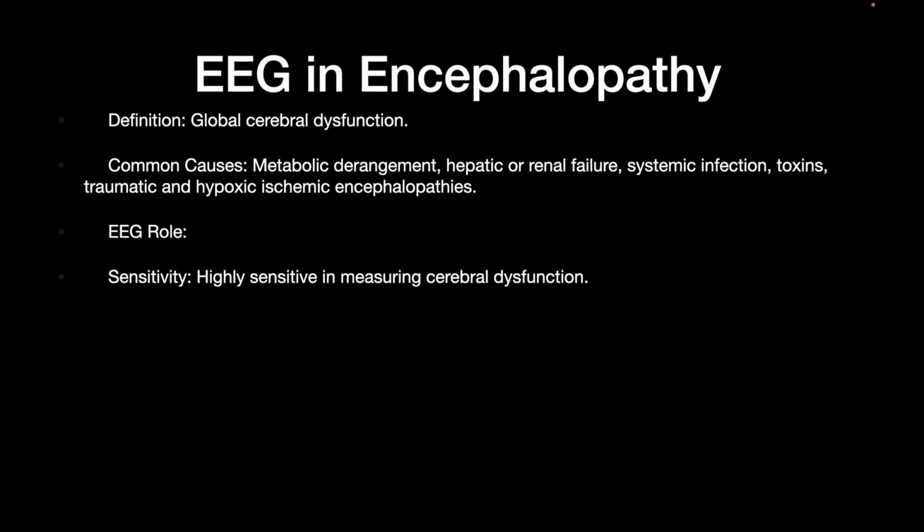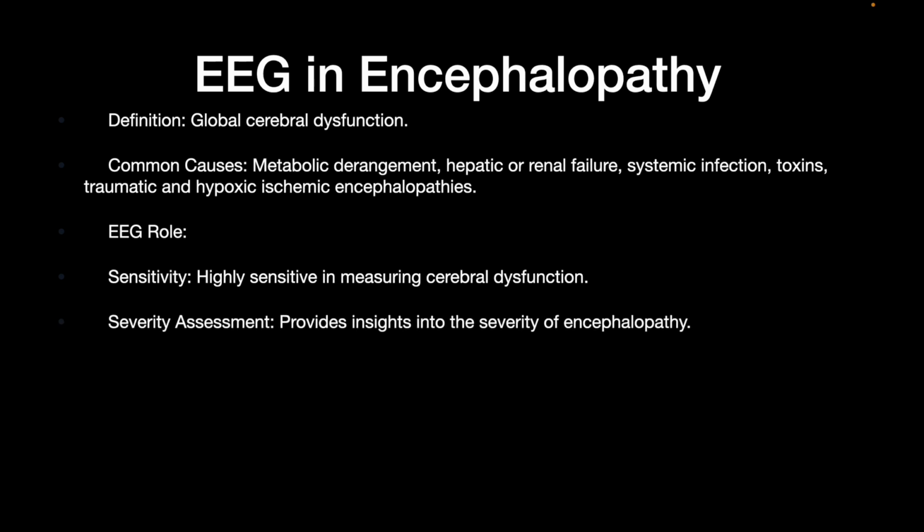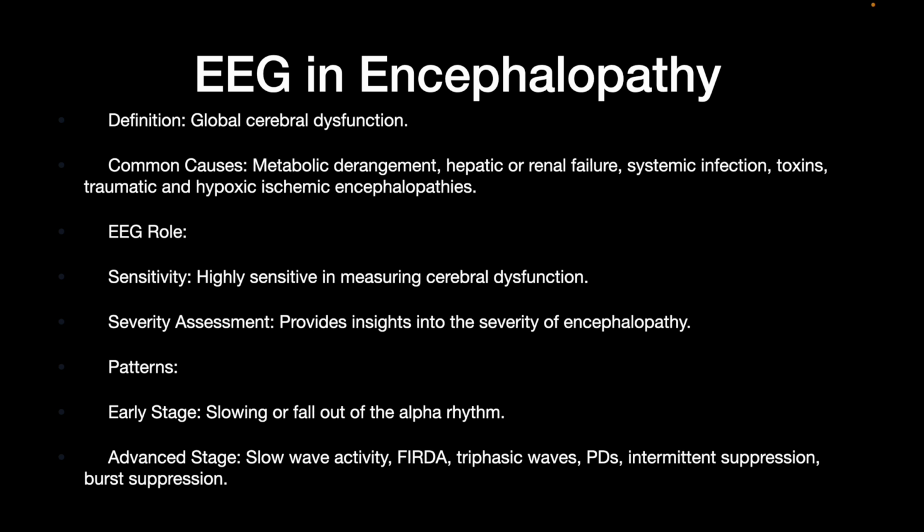Now the role of EEG is very important because it is sensitive to measuring the cerebral dysfunctions. It provides insights into the severity of this encephalopathy, and the patterns that we see are: in early stages, we see a fall in the alpha rhythm, and in advanced stages, there is slow activity, the triphasic waves, the FIRDA, the PDs, and intermittent suppression, even leading to burst suppression.